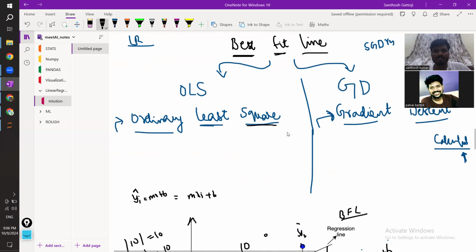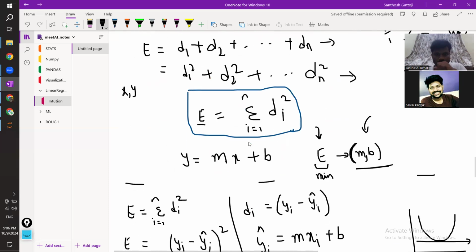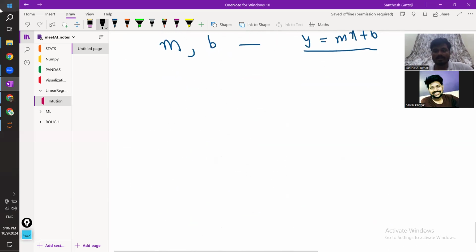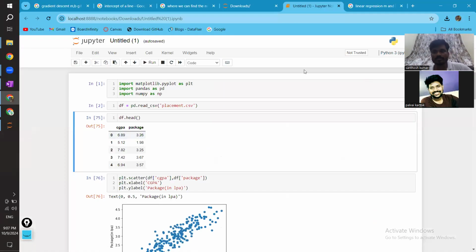But the problem is, what is the problem with this? This doesn't work for higher dimension. Why? Because for lower dimension, the equation of line will be y equal to mx plus b. Can you tell me what is the equation of the line if you are having only one input value? That's why the equation of the line is this.